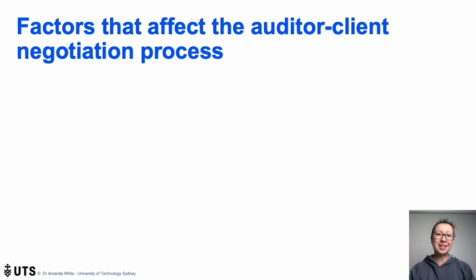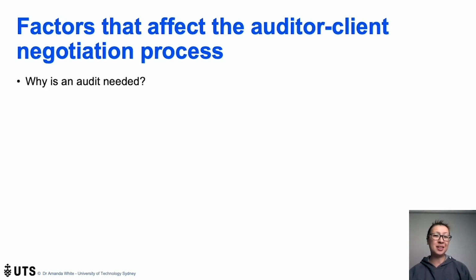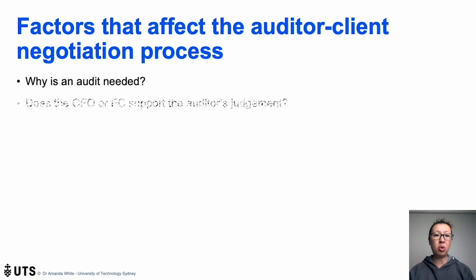So what sort of factors affect the auditor-client negotiation process? There's a whole lot of stuff, but here's the research condensed. So number one, why is an audit needed? If it's needed for a public listing, to get a loan, there's a reason that the client wants an unqualified, unmodified audit opinion, the big tick, then they're much more likely to play ball.